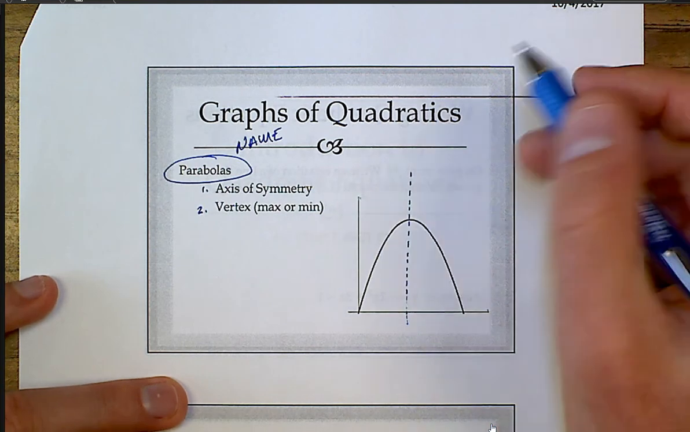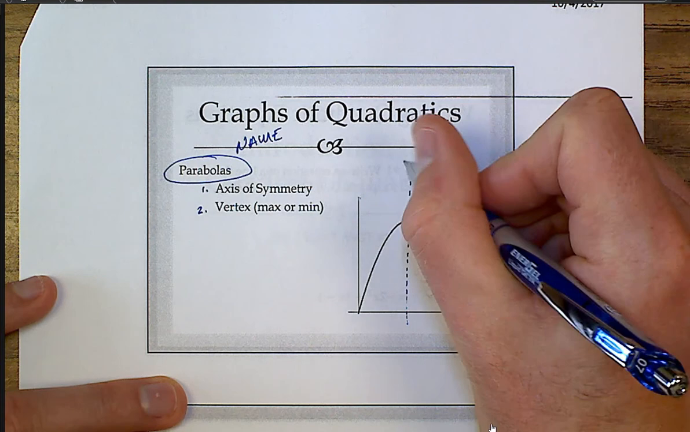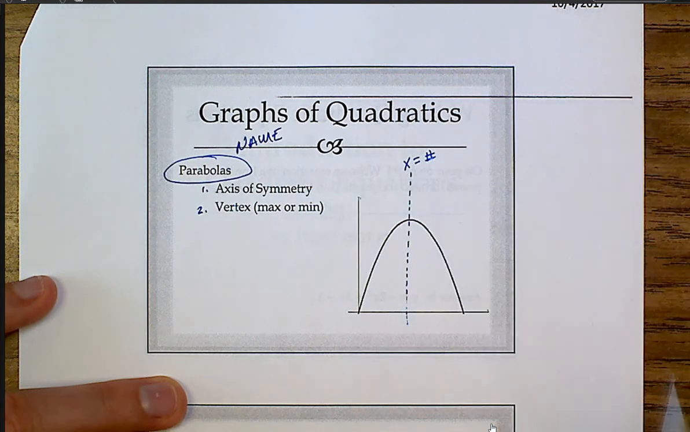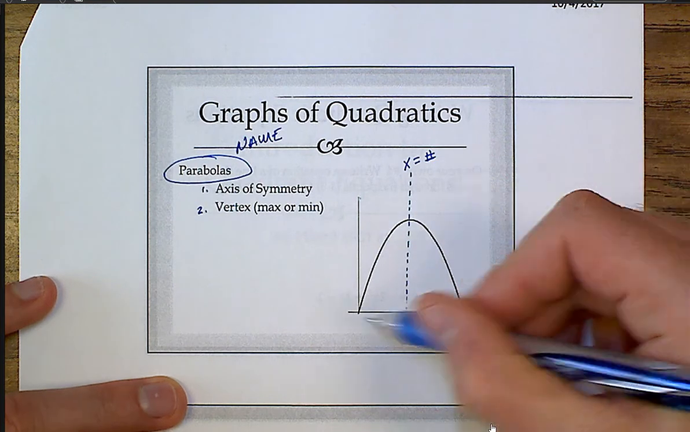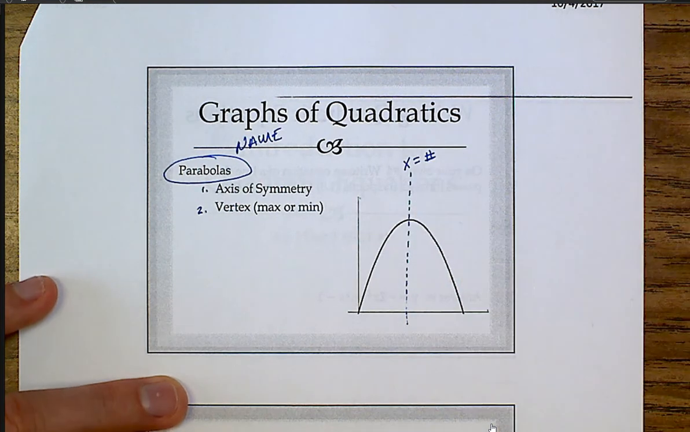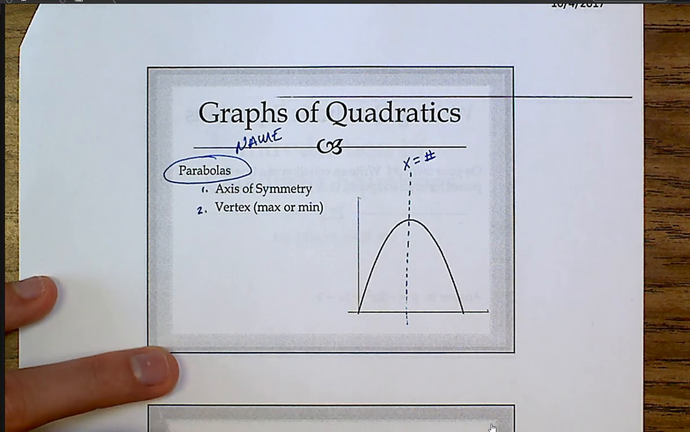I'll teach you how to find this dotted line, the equation. It's a vertical line, so it's always going to be x equals a number. That's going to be your axis of symmetry. It will be like x equals 4 or x equals 5 in this case. It's just a dotted line. That's vertical. And then we can talk about the vertex, and we'll talk about how to find that and whether that vertex is a max or a min.